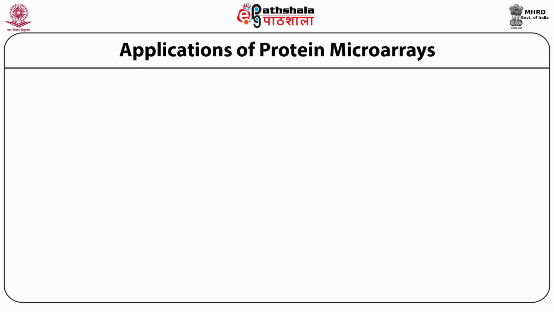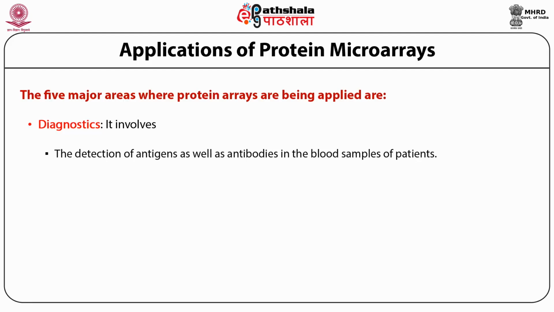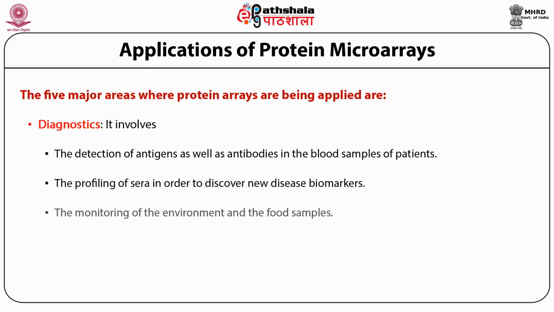Applications of protein microarrays. The five major areas where protein arrays are being applied are: first, in the field of diagnostics. It involves first the detection of antigens as well as antibodies in the blood sample of patients. Secondly, the profiling of sera in order to discover new disease biomarker. Thirdly, in monitoring of the environment and the food samples.